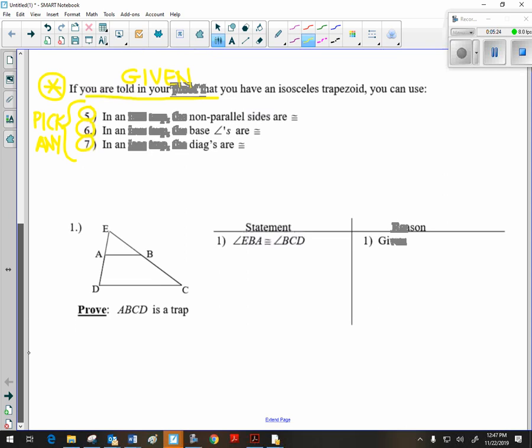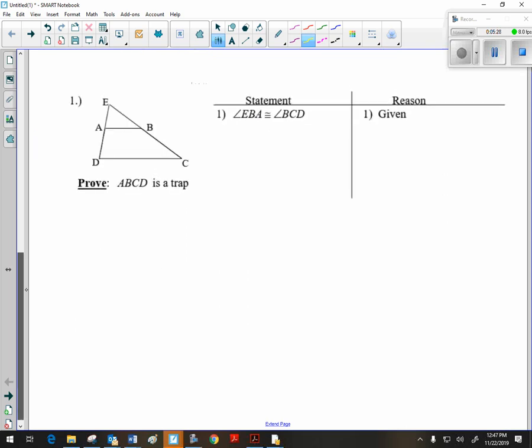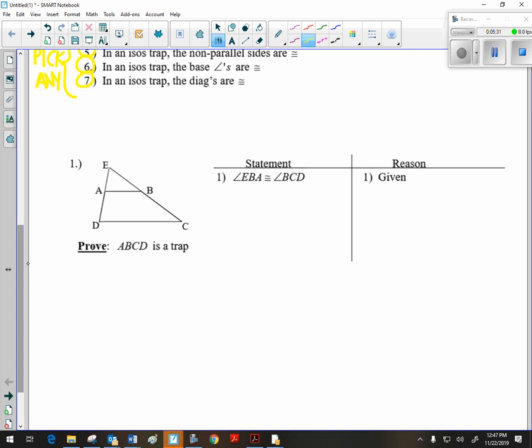So let's take a look at question number one. Question number one is talking about us making the shape a trapezoid. You'll notice that it says A, B, C, D. They want us to make this shape here a trapezoid. So one of the things I try to look for is where that shape is.